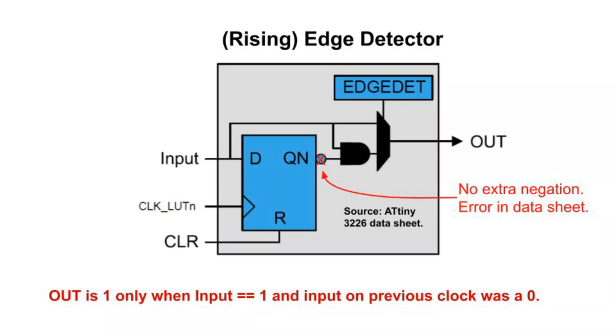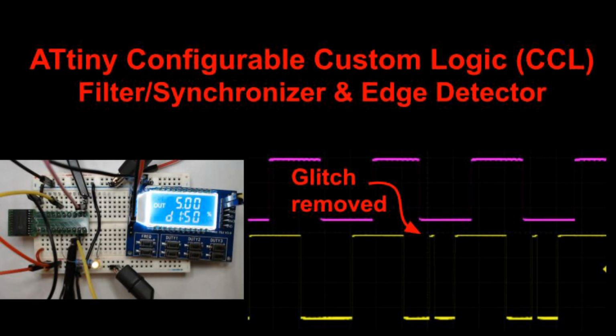This diagram shows how the edge detector works. The output is high only when the input is high, and the input on the previous clock was low. That's all for this video. We've seen the CCL synchronization/filter and edge detection blocks.